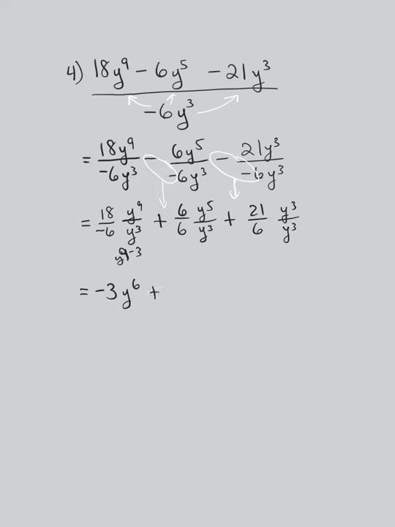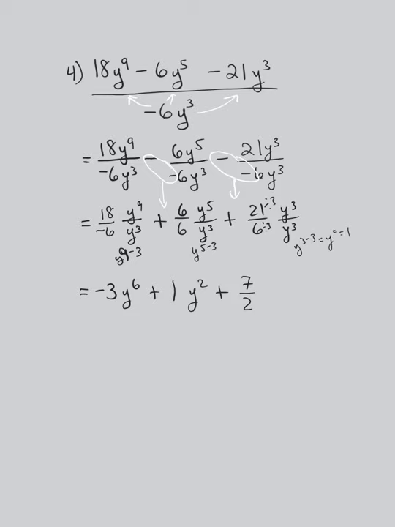Okay, right here I have 6 divided by 6, that's 1, and then I have y to the 5 minus 3, so that's going to give me y squared, or y to the 2nd. Okay, now we have 21 over 6. 21 doesn't divide evenly by 6, but notice that they both divide by 3. And so here I'm going to get 7 over 2, and then notice here I have y to the 3 minus 3, which is y to the 0, which is equal to 1.